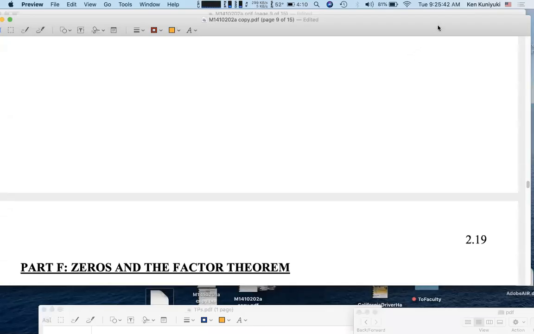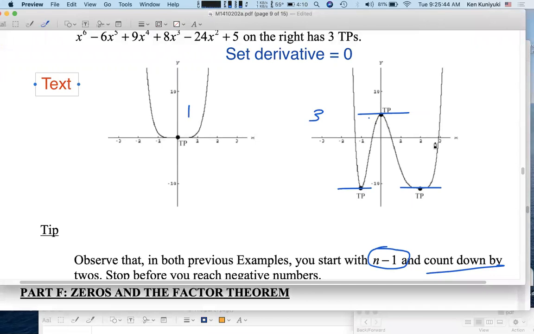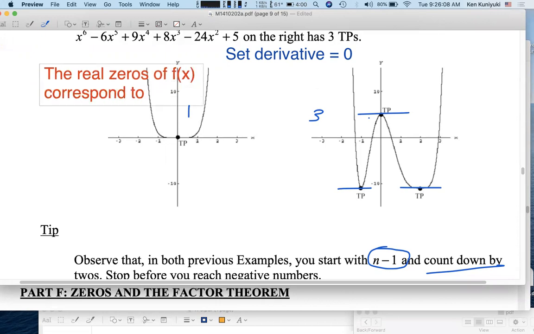Hi everyone. Last time we talked about turning points for polynomial graphs. That's where the derivative is 0. But what about where the function itself is 0? Remember that the real zeros of f of x correspond to what points on the graph?